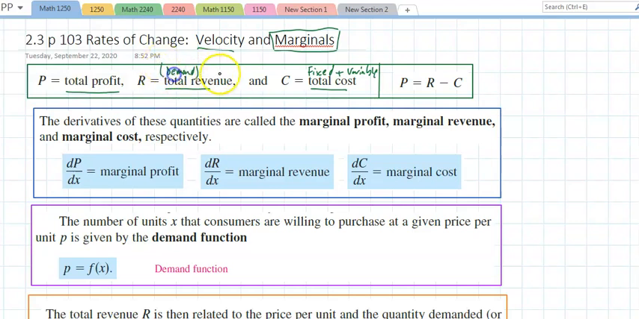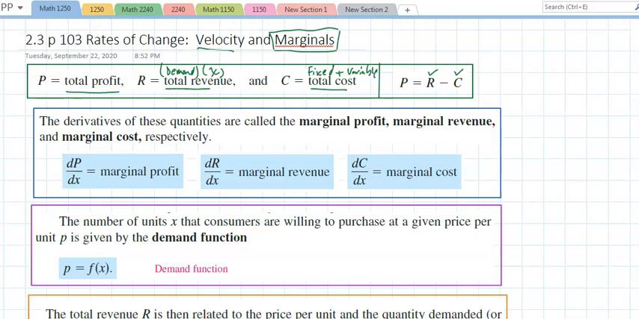How many pieces do you want to buy? Times, if X is the price, times X. And profit is always the revenue minus the cost. So how much are you selling for? How much it cost you? The difference is the profit.